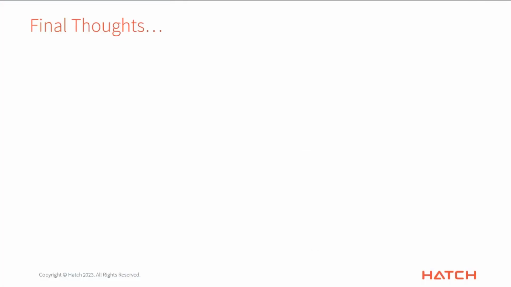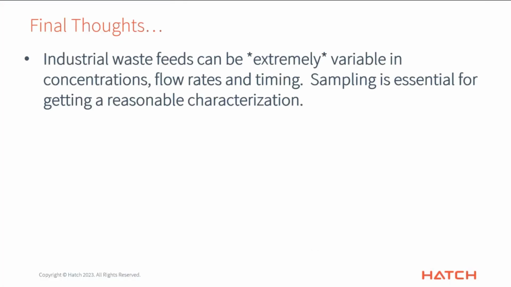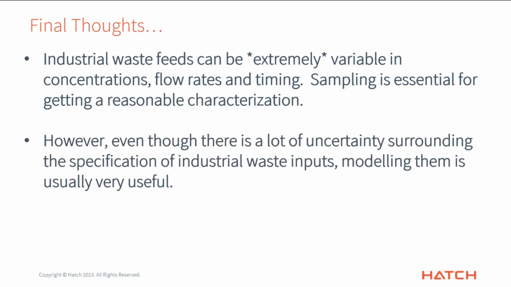Okay, so getting to the end now, just to wrap things up with a few final thoughts. As I mentioned many times, the industrial waste feeds are extremely variable and very challenging to characterize and get a good amount coming into that particular facility, both in terms of flow and concentrations. So sampling those things is the best way to get an understanding. However, even though there's lots of uncertainty surrounding the specifications of those wastes, modeling them is still really useful. I don't want to give you the impression of, well, we don't know what the numbers are, so why am I even doing this? It's actually a really useful tool to be able to quantify what the potential could be.